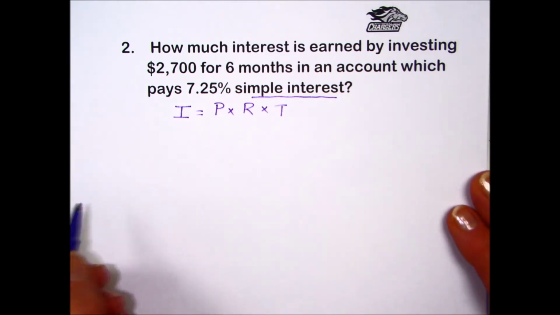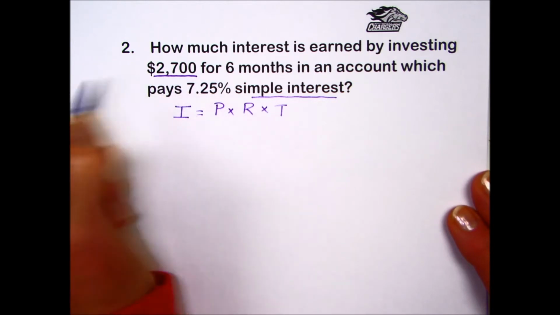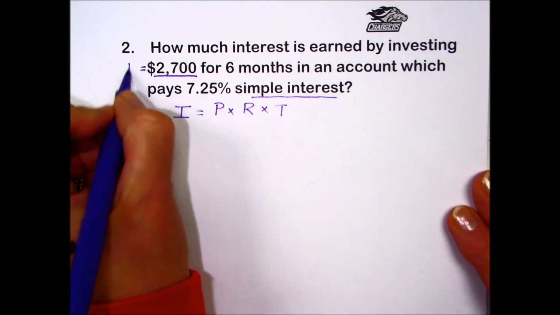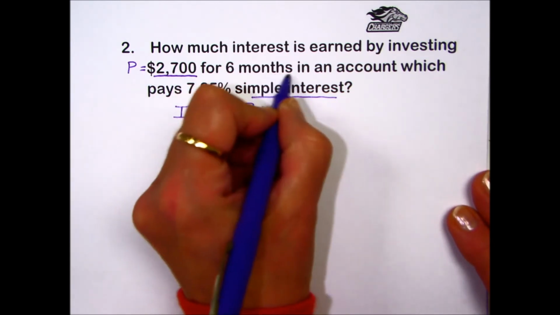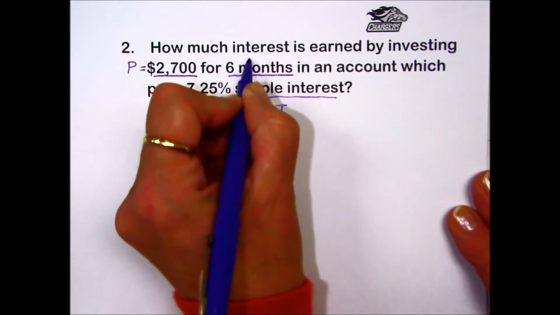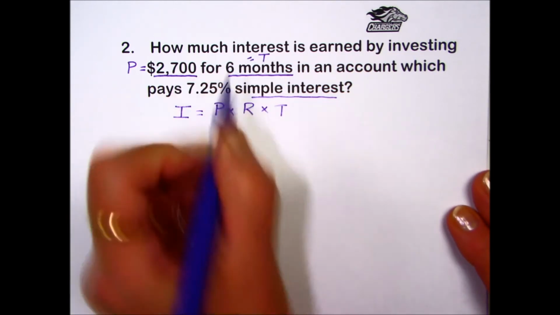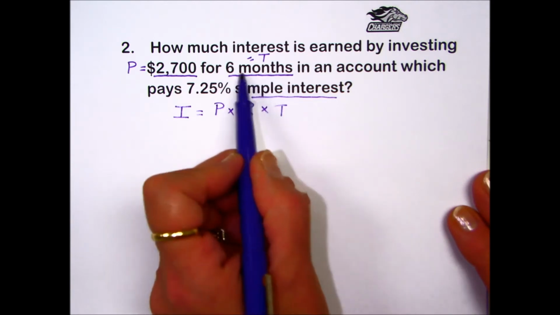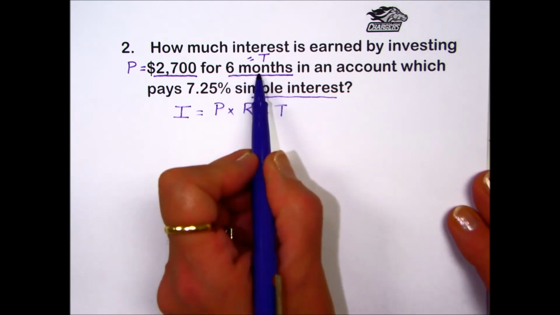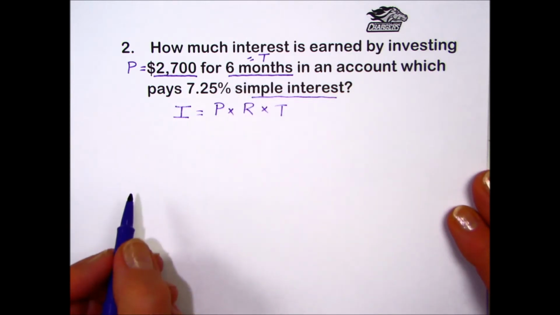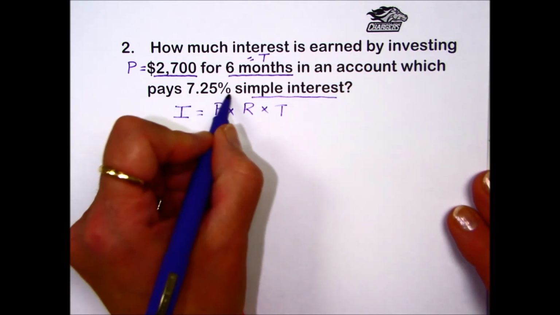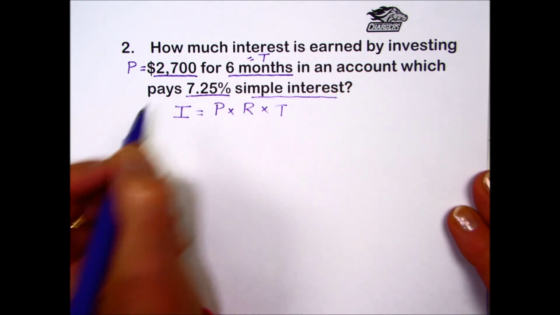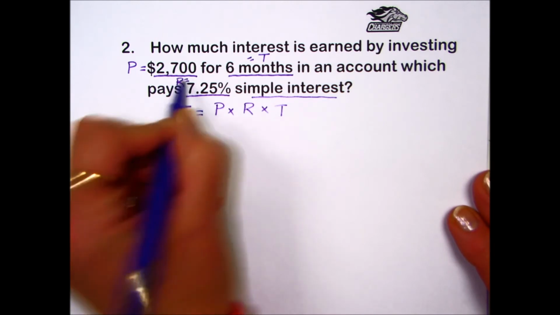Identifying the given information, they're investing $2,700. That will be our principal. 6 months is going to be our time. We have to do conversion here though, because the time is given in months, and in the formula, time always needs to be expressed as a year. Last piece of information we need to calculate this is our interest rate. This is going to be our value for R.